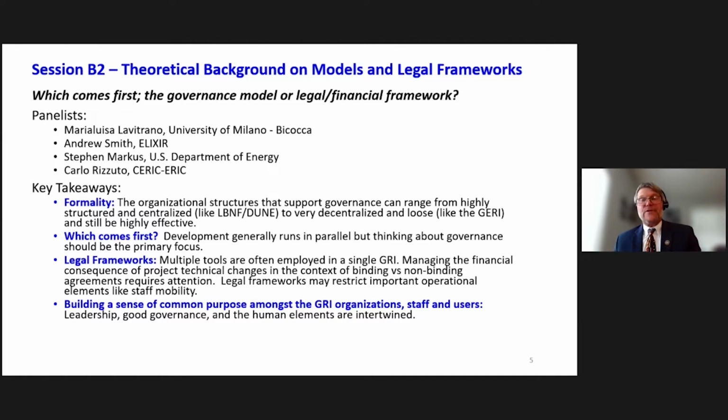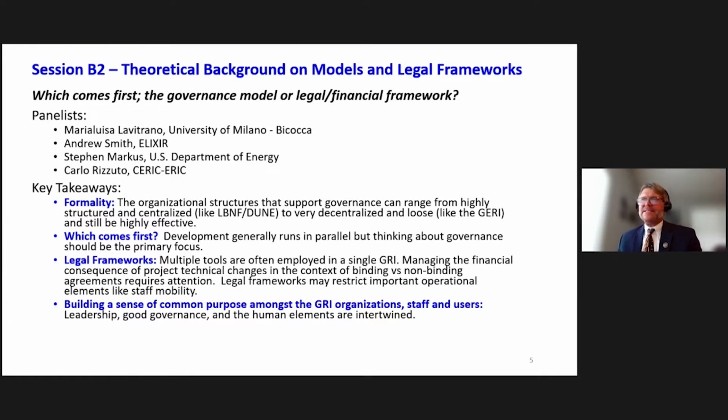So what was also very clear in the matrix that we put together is that single GRIs can employ multiple legal tools, from international agreements all the way down to contracts and MOUs, a wide variety across the facilities. And it can be very challenging when things, for example, technical changes occur in a project during implementation, when you have this mix of binding and non-binding agreements. So it requires a lot of attention. You really have to understand where your levers are and how that impacts the outcome of the project.